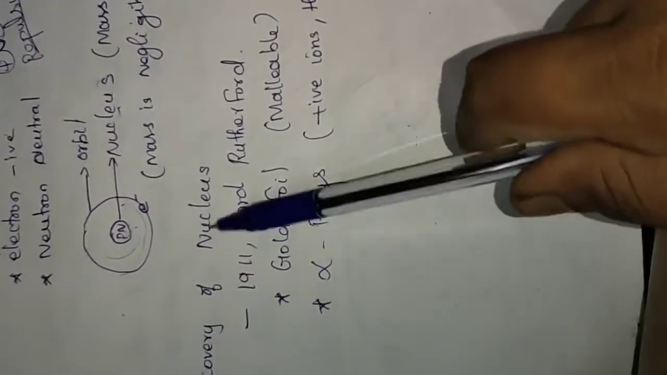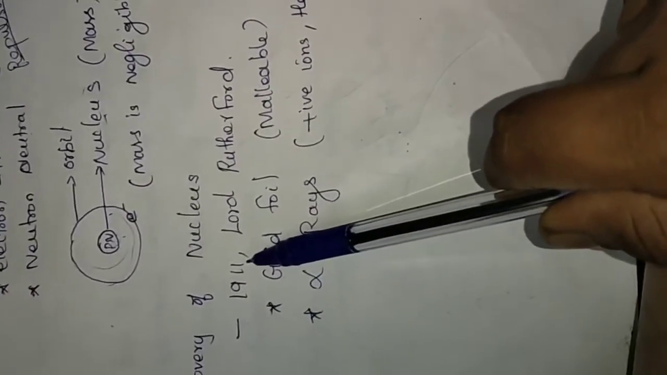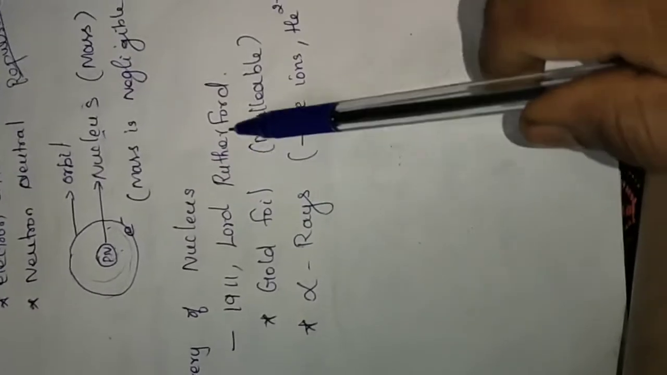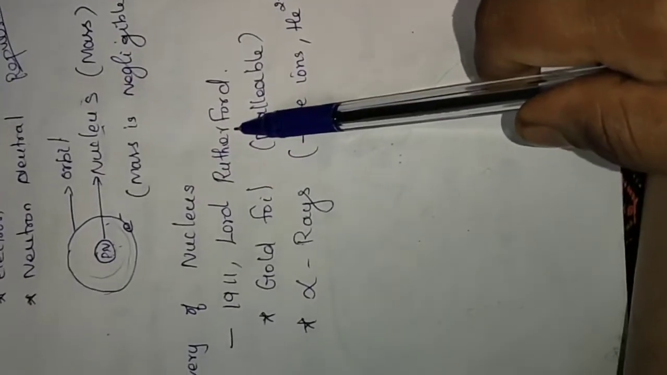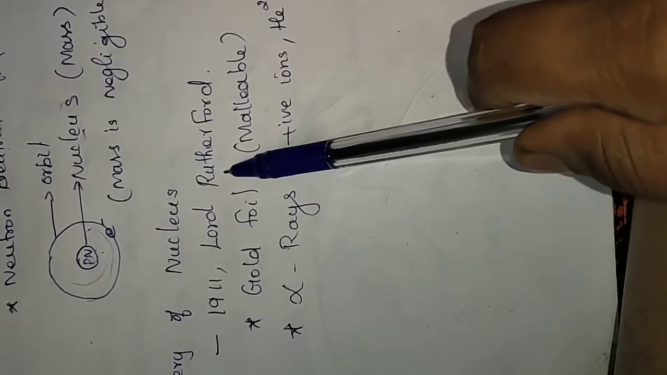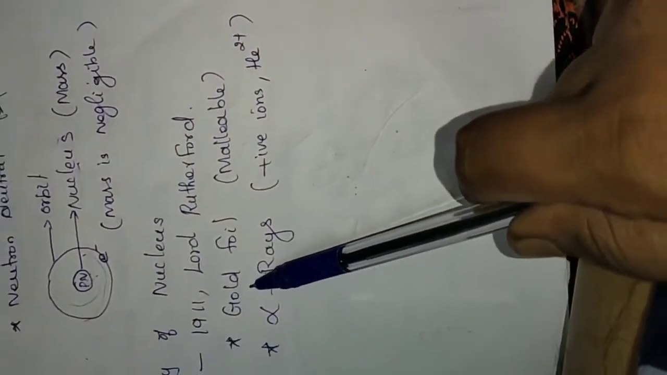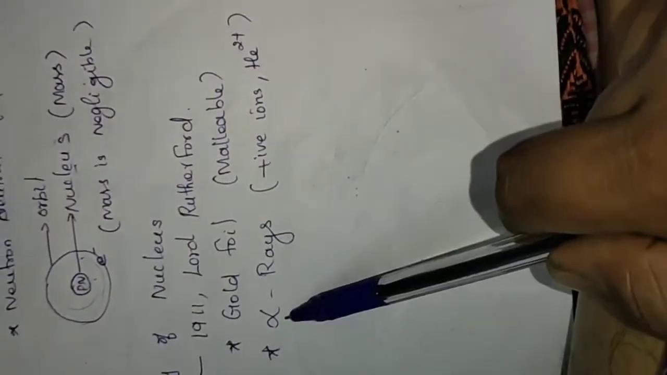So the discovery of the nucleus was in the year 1911 by the scientist Lord Rutherford, by conducting a gold foil experiment. He discovered the nucleus. For his experiment, he took a thin gold foil and alpha rays.